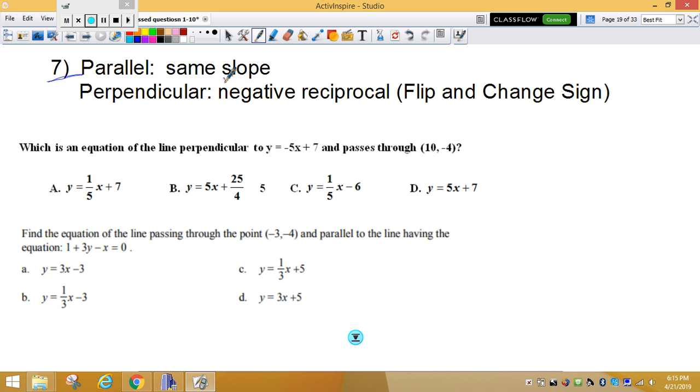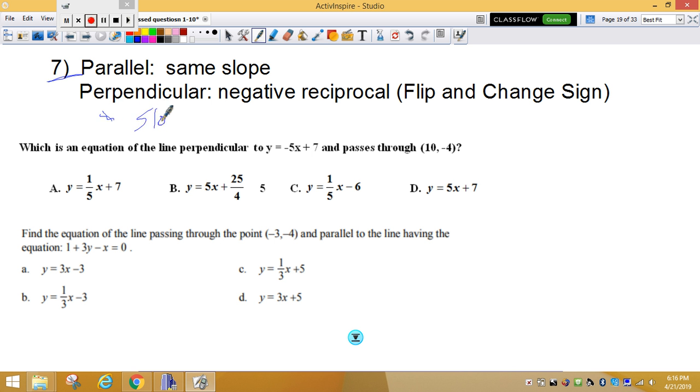Parallel means the same slope. Perpendicular means you're going to flip it and change the sign. So, which of the following lines is perpendicular to negative 5x plus 7? So write this down.